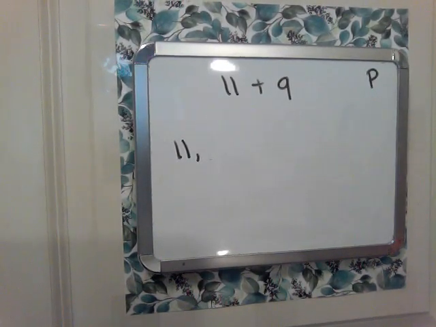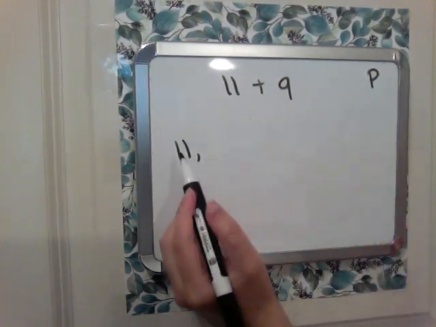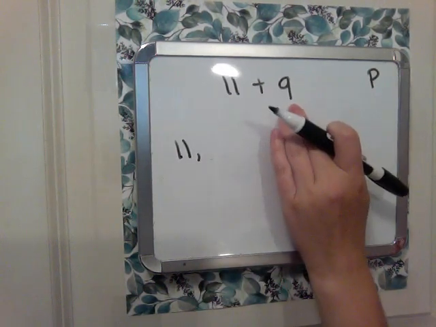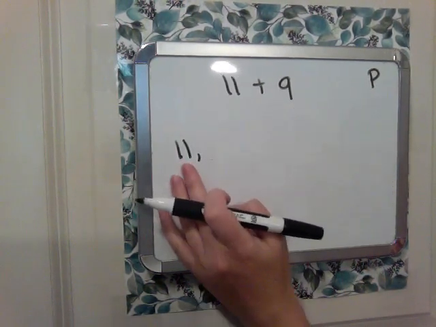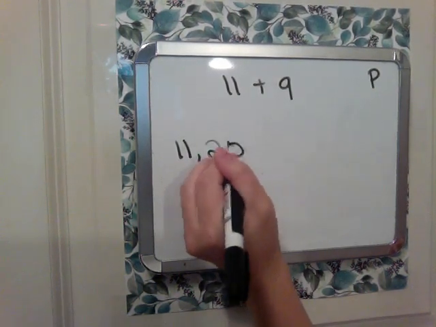So we're going to start with patterns. Start with 11 as your first term and then add 9. So I'm going to start by adding 10 and then just getting rid of 1 to get it back down to 9. So 11 plus 10 is 21. Minus 1 to make it 9 would be 20.